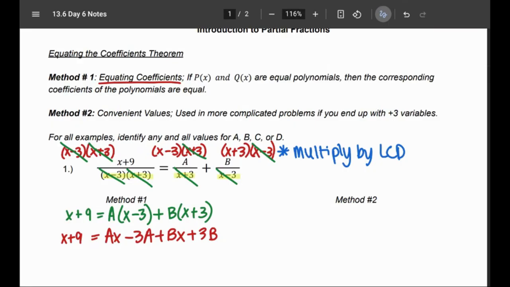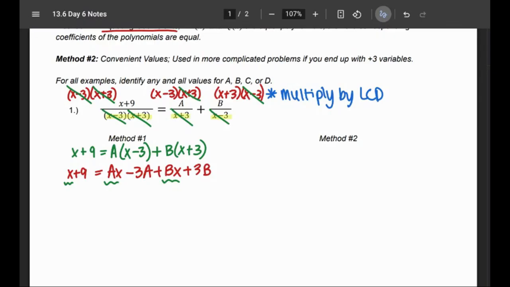So I'm going to look at all my terms that have x's in them. I've got an x, I have an ax, and I have a bx. So for this coefficient, the coefficient is 1, which means that a plus b has to equal 1. Then I'm going to look at my constant. I have constant of 9, and I have negative 3a and positive 3b. Those two terms, negative 3a and positive 3b, have to add up to 9. So now I have a system of equations. I have two equations, two variables. I just need to solve this.